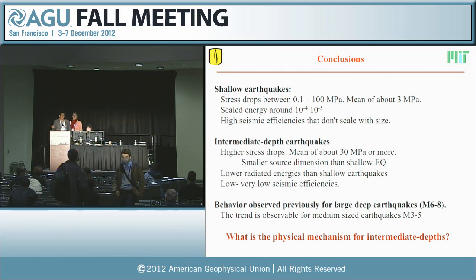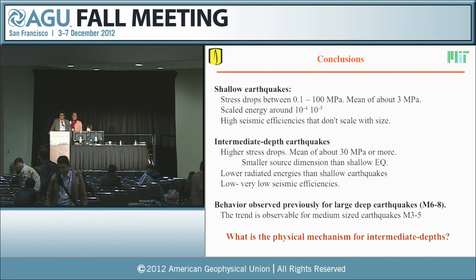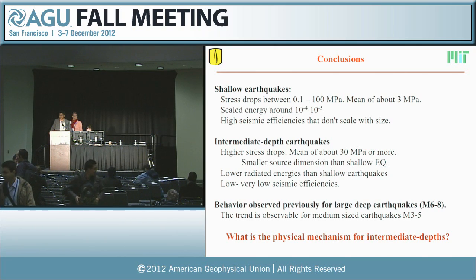Now, it is true that Bucaramanga is a particular place in the world. I think it's the best data set available for starting this kind of study, because we can get rid of information about attenuation and site effects that we can't at other places in the world.